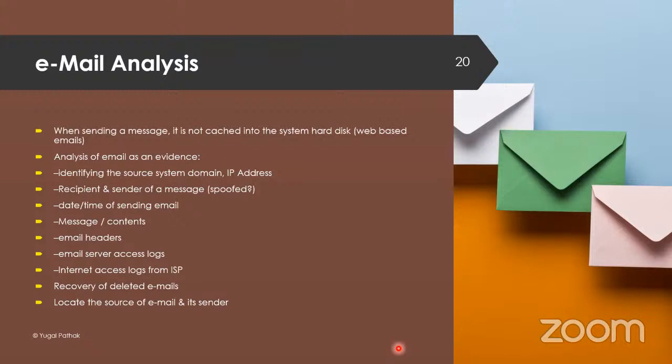When you see the original mail, a lot of information is available there. We have the MX records, the email message or content, and the email headers. We have server access logs, and internet access logs from the ISP can be used for email analysis. Next is the recovery of deleted emails, which we can do through some available tools and applications. Lastly, we can locate the source of the email and its sender; if it is a Gmail, for example, we have to approach Gmail for that. If it is some other third-party application, we can do it ourselves.